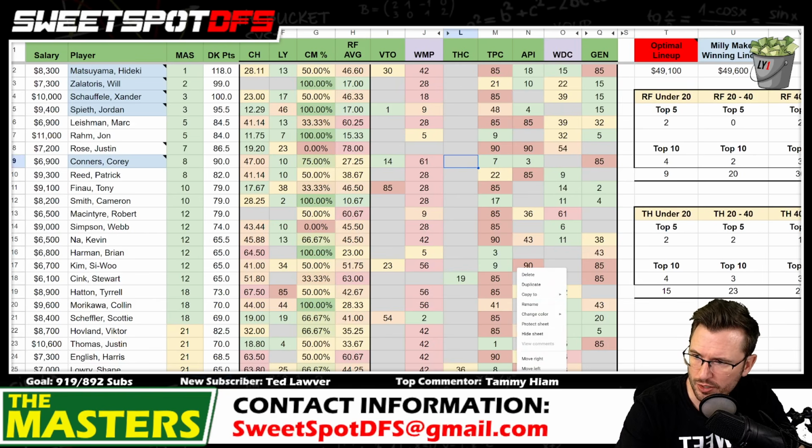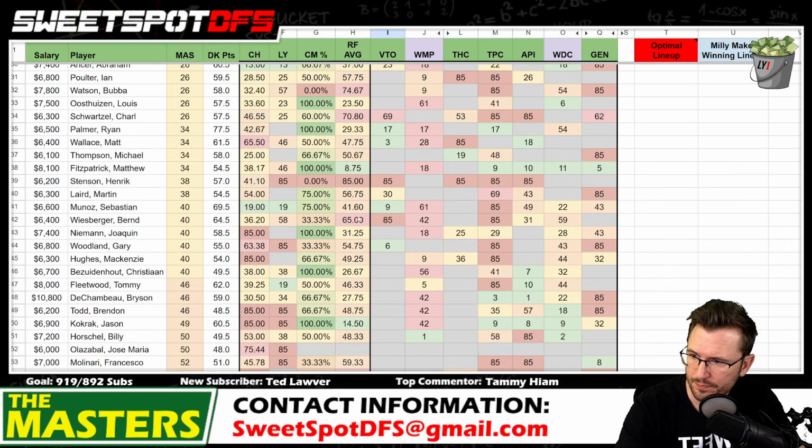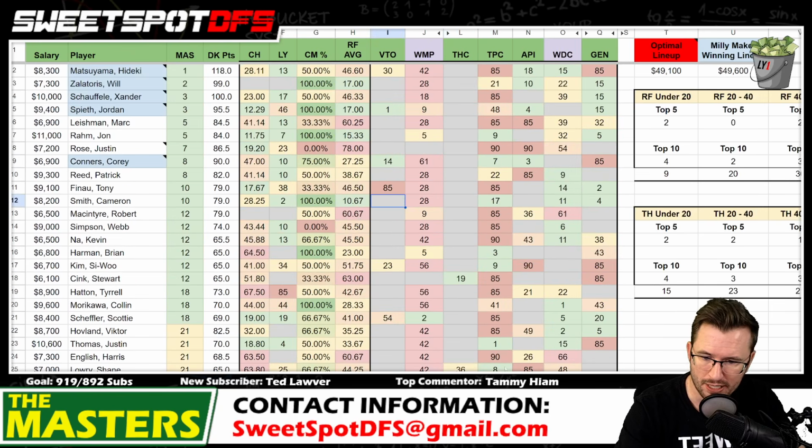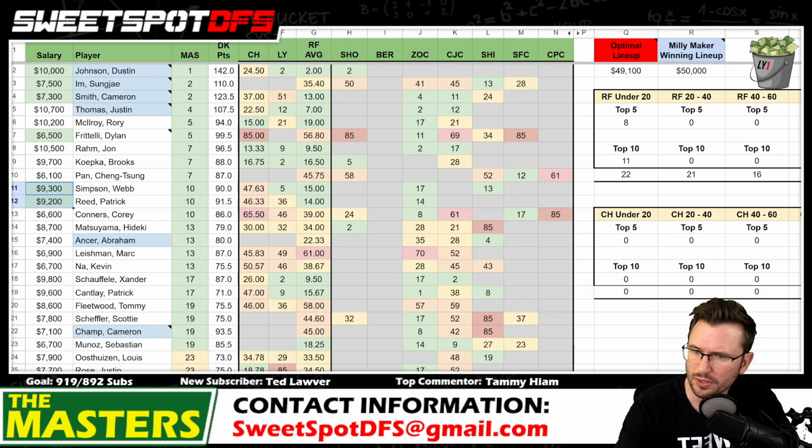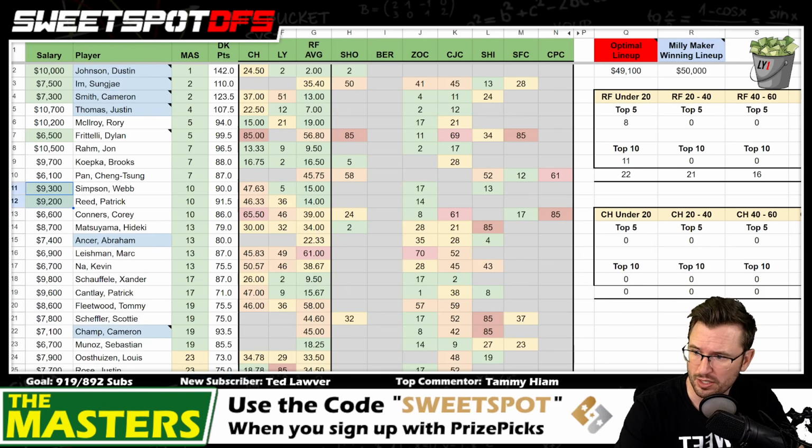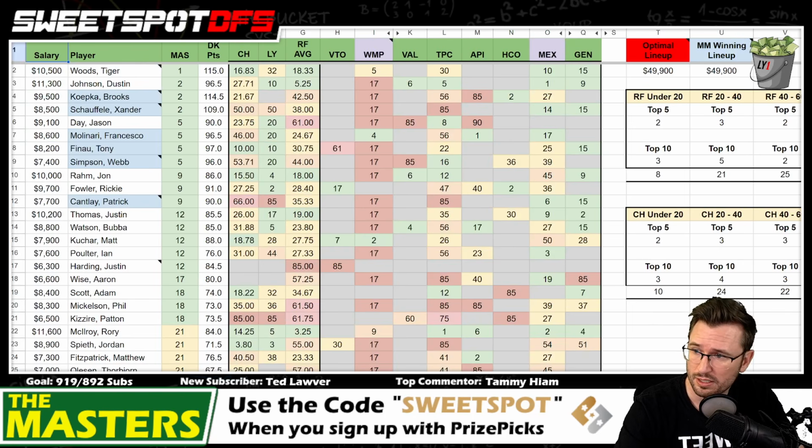Your GPP winning lineup only had one 9K golfer in it. 2020, your optimal left 900 on the table. I did have a SweetSpot optimal that did do 2 9Ks, but 0 8Ks. Your Millie Maker lineup had 0 8Ks in it. This Millie Maker actually had 3 8K golfers in it. So yeah, we could go up to 3. Let's keep it all at zeros.